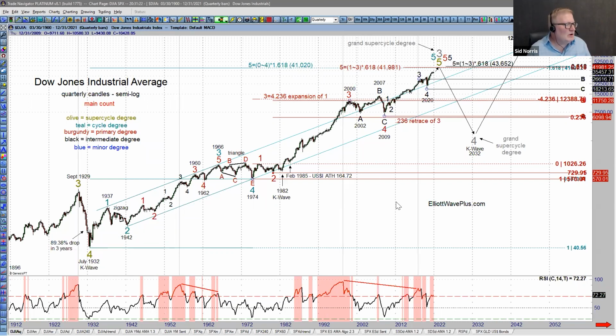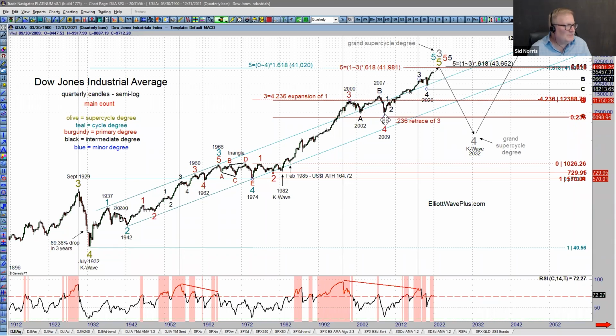And then where do the other targets come from? Well, from the 1974 low, a 1 and a 2 and a very, very extended wave 3. As a matter of fact, that wave 3 was almost exactly a 4.236 Fibonacci expansion of wave 1. So it's extended, but it stopped at a Fibonacci target that can be used for an extended wave 3.